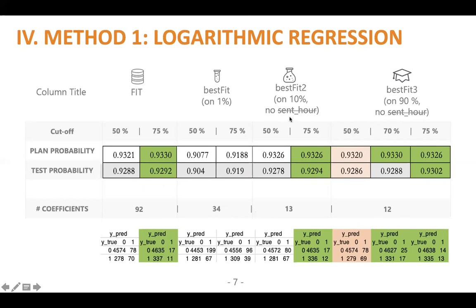When we removed the centaur and then tried to run the best fit, we called it best fit 2 and 3 respectively, we realized that yes, the cutoff that the function recommended was 70%, but it didn't translate into a better test probability. You see the 75% still stayed 93%, whereas 70 was 92.